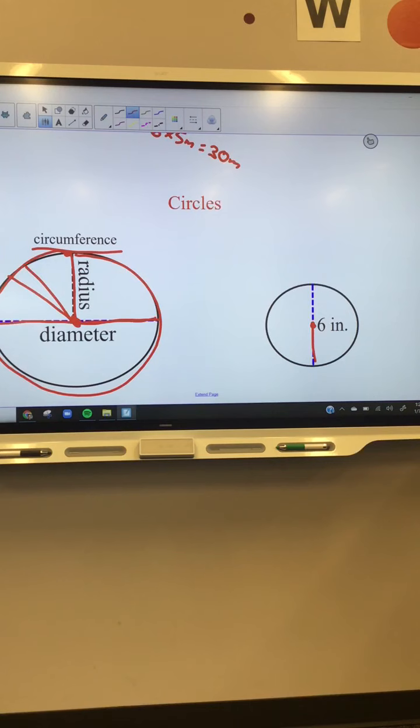Good? Questions on anything that we went through with perimeter or different types of shapes? Excellent. All right, we'll get you going on Google Classroom with your assignment in just a second.